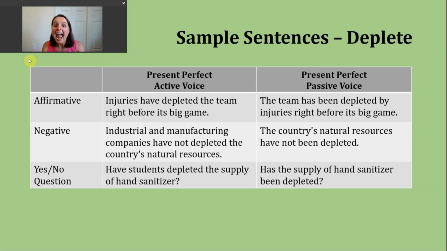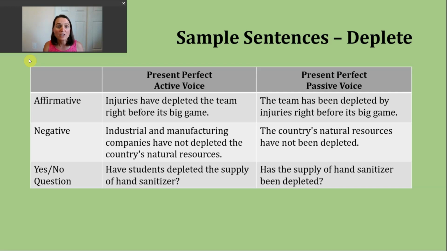To make an active voice present perfect sentence, I need two parts. I need to use have or has, and that's going to depend on my subject. And then I'll use the participle form of the verb. Let's look at an active voice present perfect sentence. Injuries have depleted the team right before its big game.